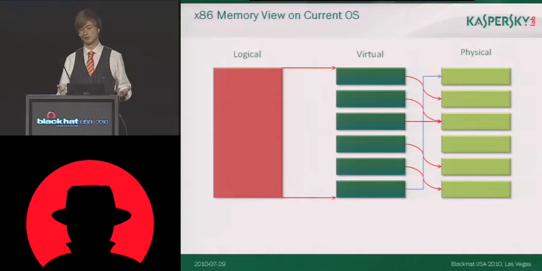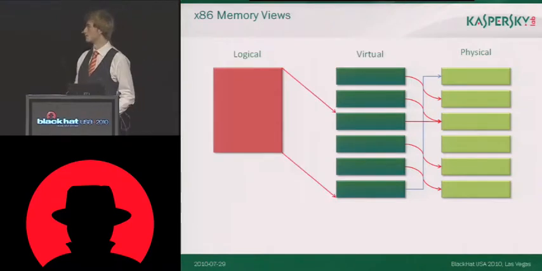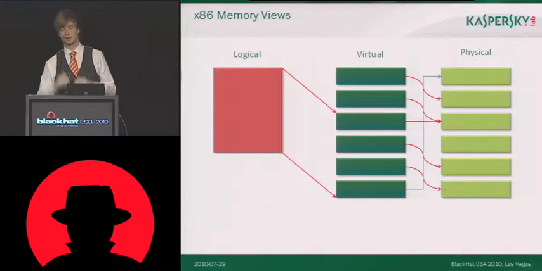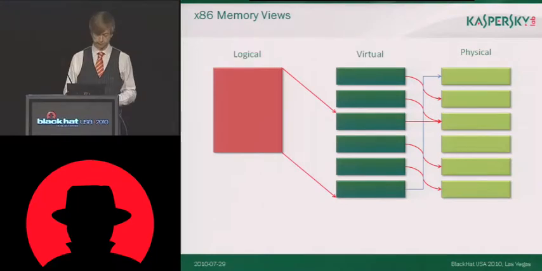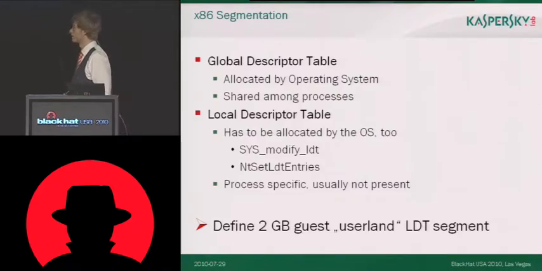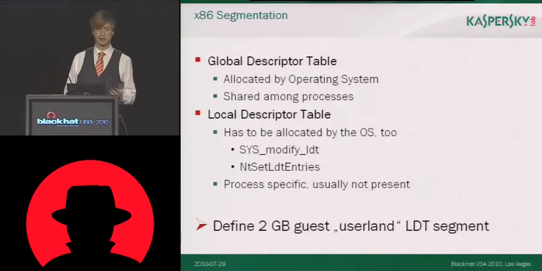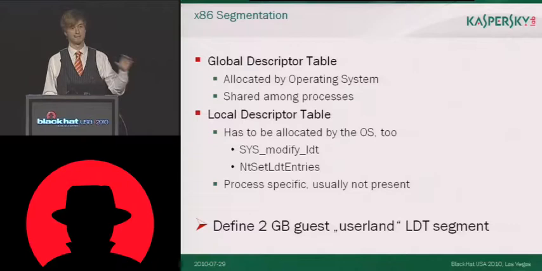So that's why people usually don't see that. But what we're going to do is use this feature to create our guest memory isolation very efficiently. The segmentation itself on the operating system is implemented by two tables: the global descriptor table, which is allocated by the operating system and shared among all processes.